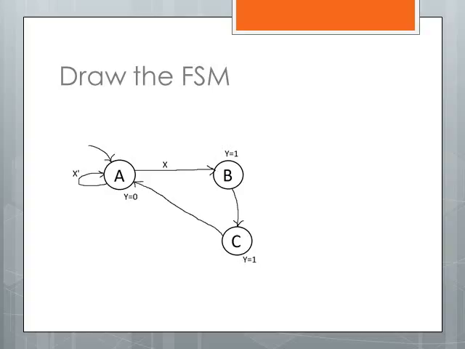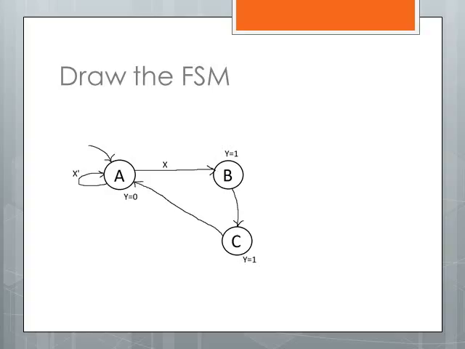Now you can see here that there are no x values next to the arrow going from B to C, which means that it's not dependent on the input. It will definitely go from B to C. Once you go to B, you will most definitely go to C on the next clock cycle. So that means we've taken care of the requirement that y be 1 for 2 clock cycles.